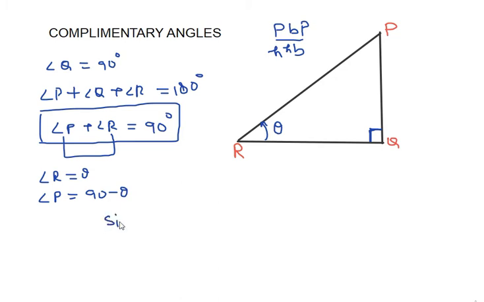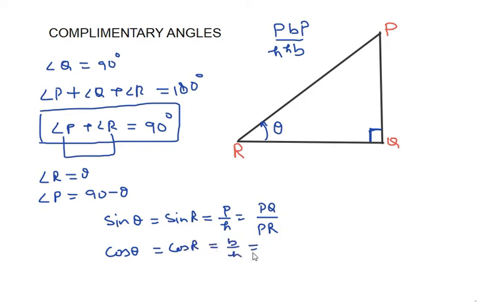So sine theta is equal to sine R, the same thing, because theta is equal to R degree, R is equal to theta degree. So we will have perpendicular upon hypotenuse, it will give PQ upon PR. Similarly, if we talk about cos theta, it must be cos R, and it should be base upon hypotenuse. So base should be RQ upon PR.